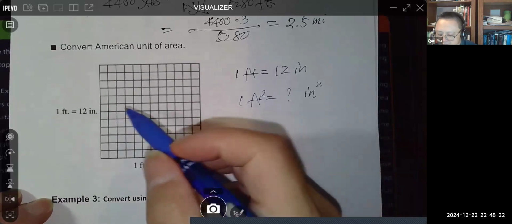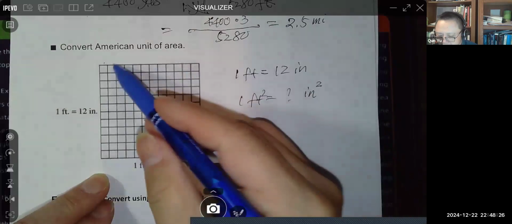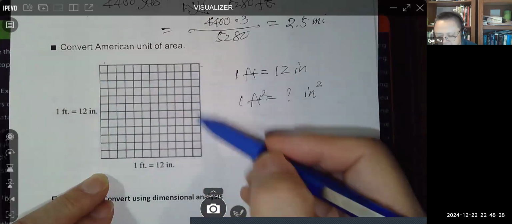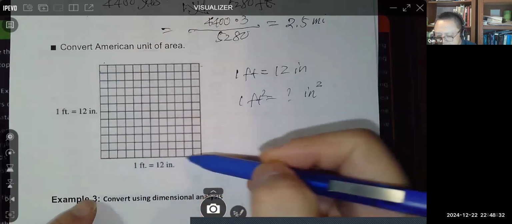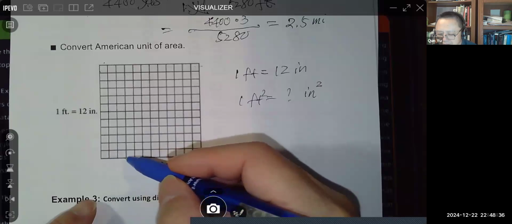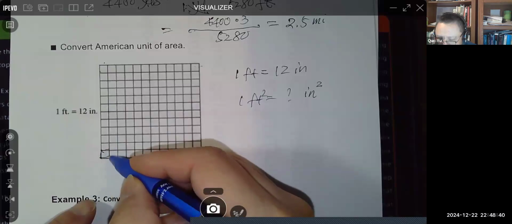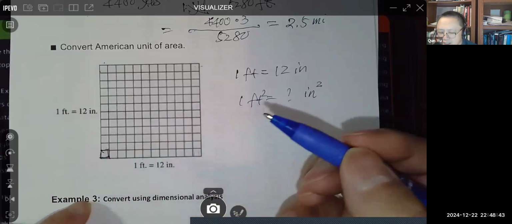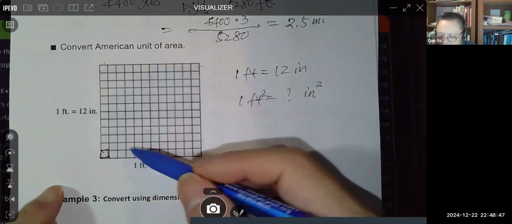Now, if you look at this, this is the 1 square foot, this whole thing, because it's 1 foot long, 1 foot long. And both length and width can be divided into 12 equal parts. Each part is 1 inch. So this is 1 inch, this is 1 inch. Literally, this one small square is 1 square inch. So how many of these are in this 1 square foot?